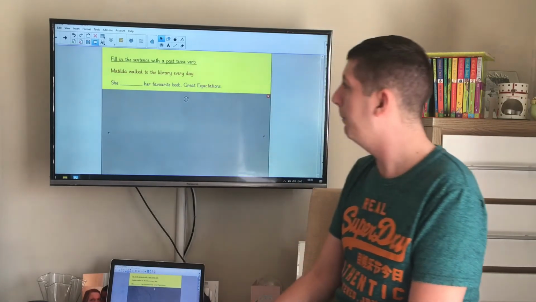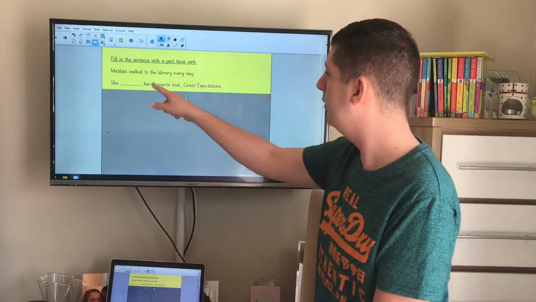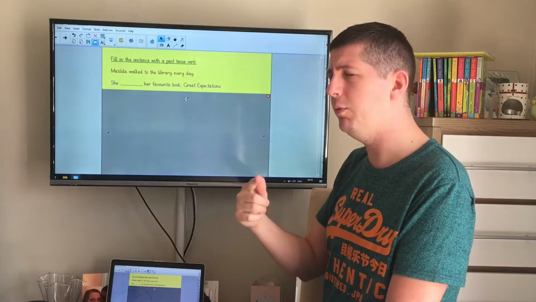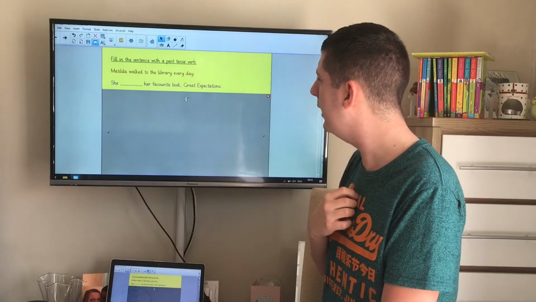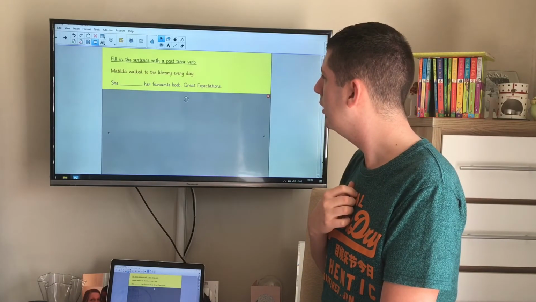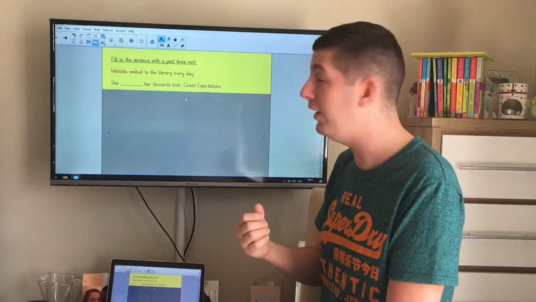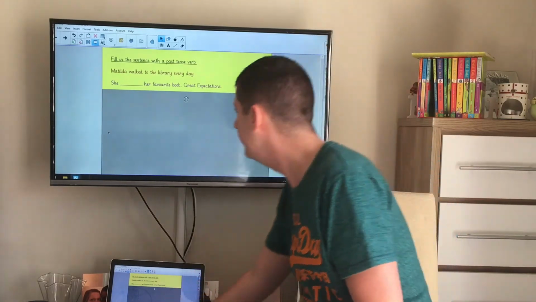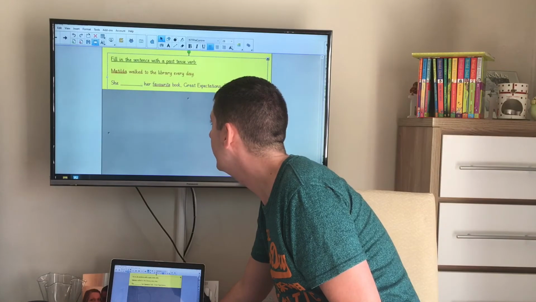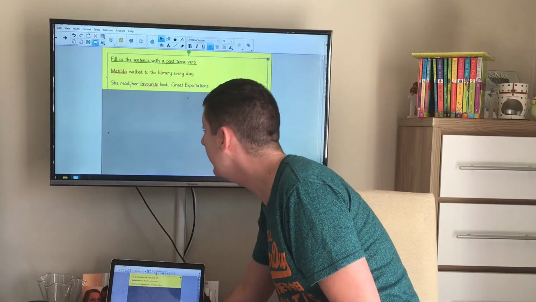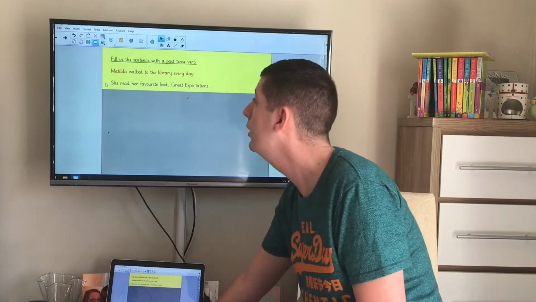The second one, what would you put here? Her favourite book, Great Expectations. If it was something she did with it in the past, what would you put there? You could put something like she bought her favourite book or she read her favourite book. I'm going to go with read. So in that gap there, I'll say she read her favourite book, Great Expectations. And again, that's something that she's done in the past.